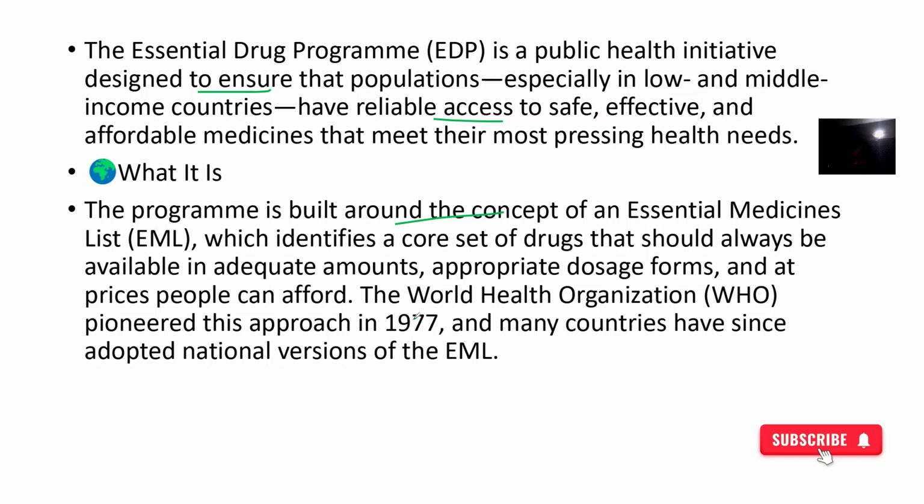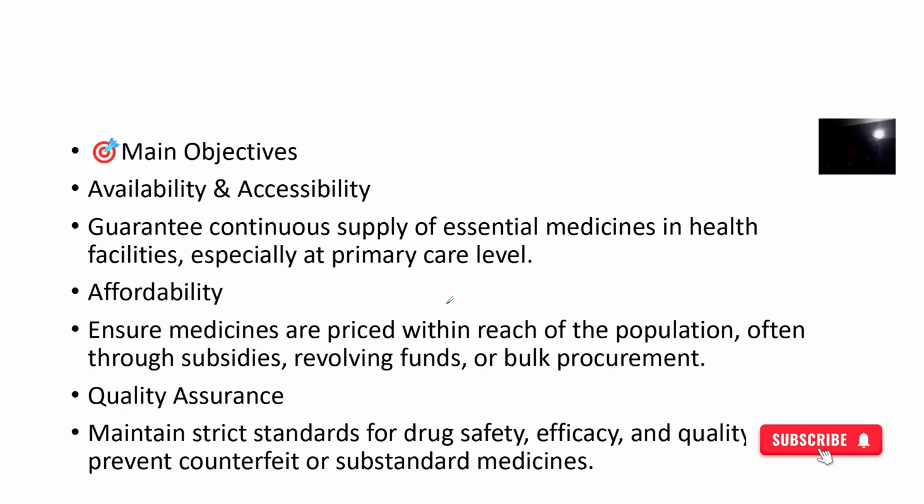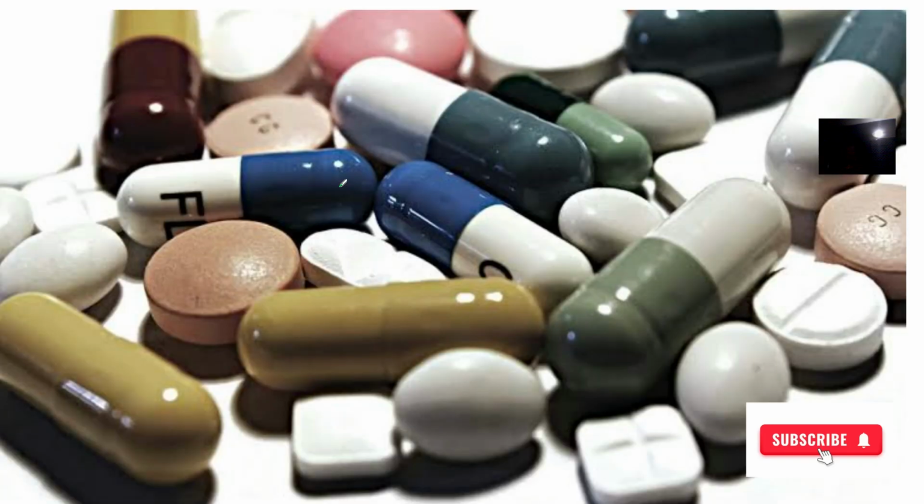So the World Health Organization is the one that champions this, and the first list of essential drugs was published in 1977. Many countries take from that main list and edit it according to their country's needs, improving on the list. So what are the main objectives of this essential drug program?